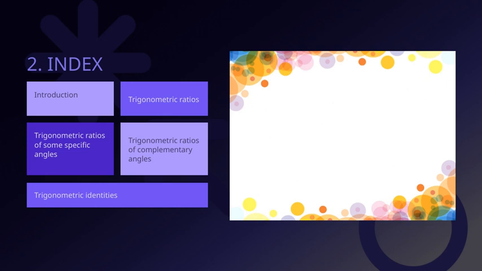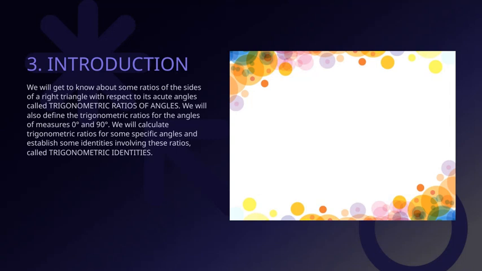We'll also examine how these ratios relate to complementary angles, which is a key concept in right triangle trigonometry. Finally, we'll look into various trigonometric identities that help simplify and solve problems more efficiently. This overview will guide us through the core ideas that underpin the entire topic, making it easier to grasp each concept as we progress. Let's dive into the introduction of our topic.